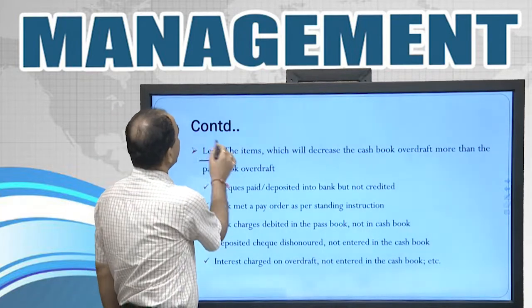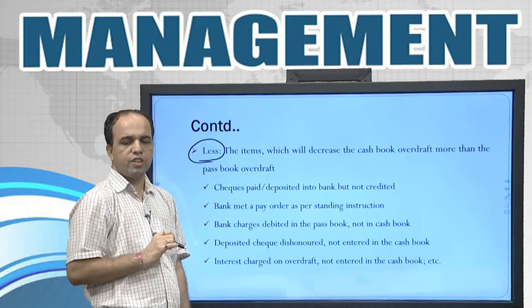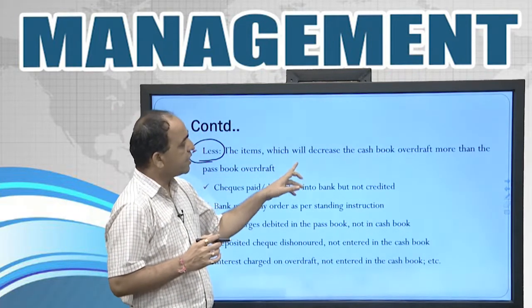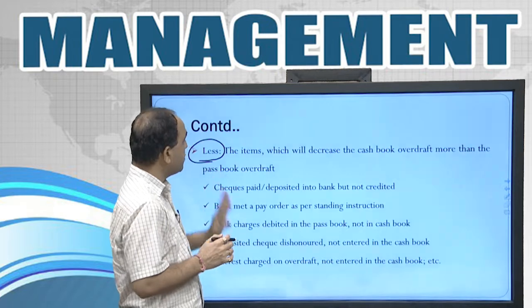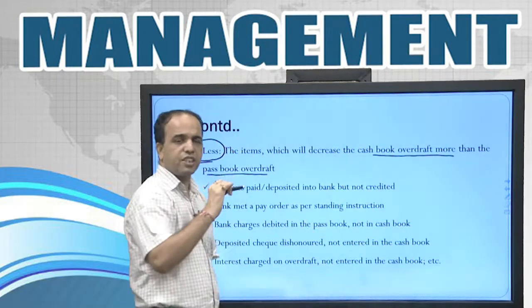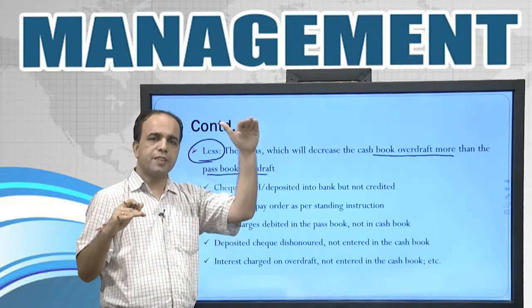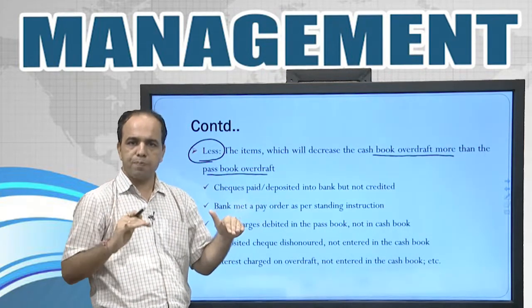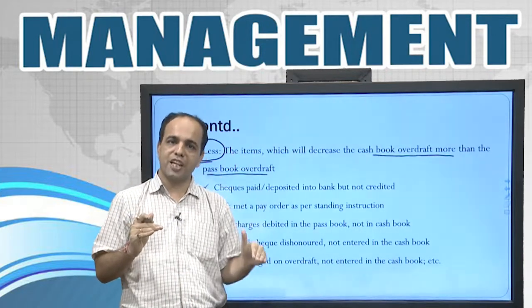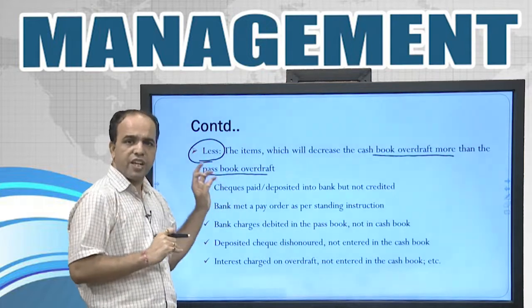So, which items should be deducted in the bank reconciliation statement if we have started with an overdraft? Friends, the items which will decrease the cash book overdraft more than the passbook overdraft. Generally we compare, as in the last session, two bank balances: bank balance as per cash book and bank balance as per passbook. But here we compare two overdrafts, as per cash book and as per passbook. So, these are the reasons we have to deduct.